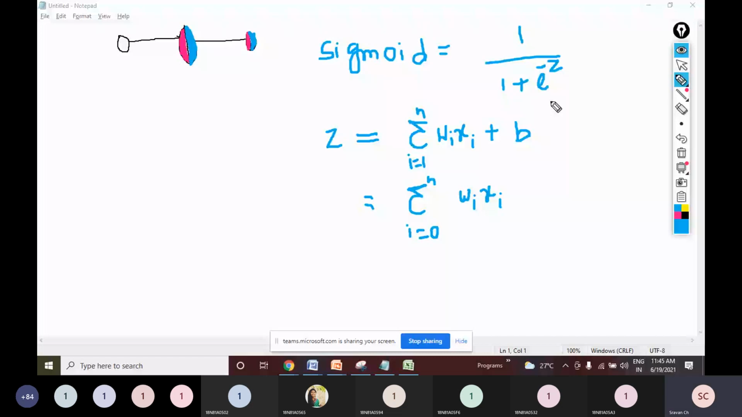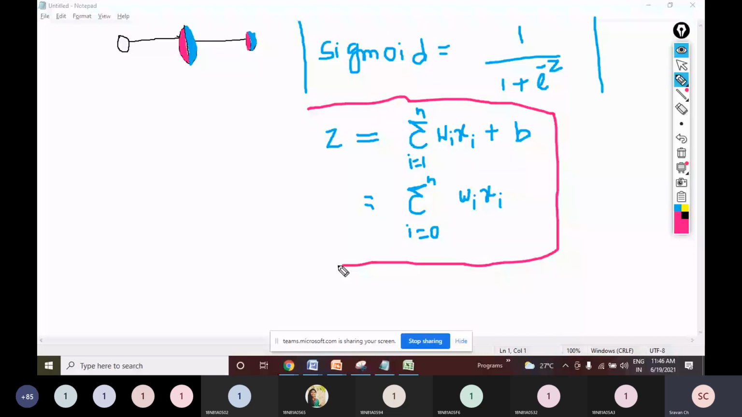So this z represents the pink part. Whatever z I get will be supplied to the sigmoid function, whose formula is 1 by 1 plus e power minus z. So this blue part represents the activation function.